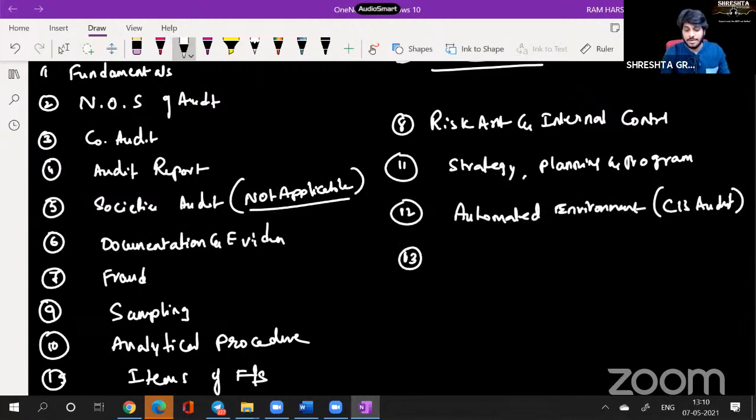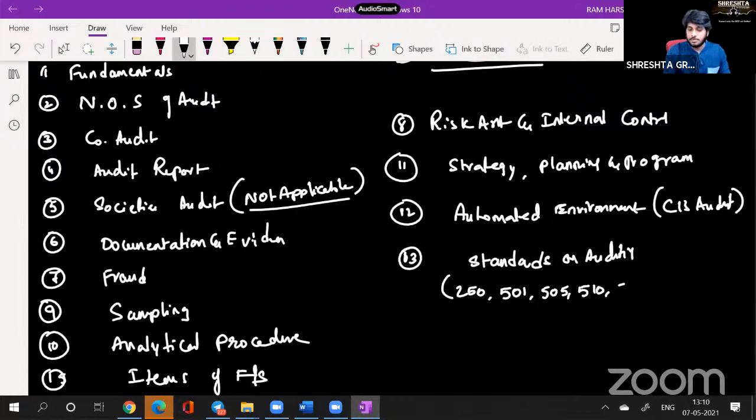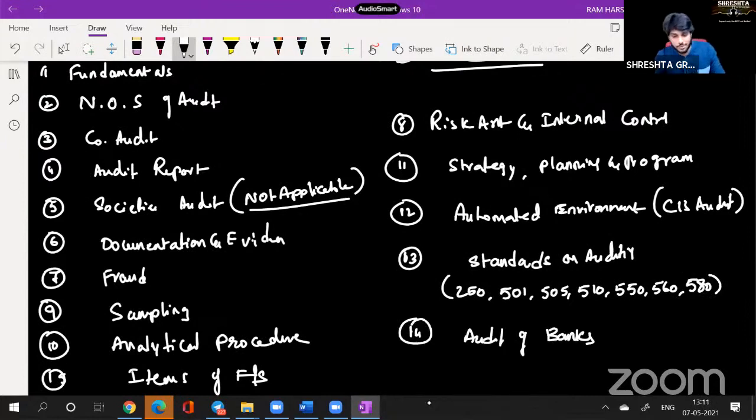13th one in our material, standards on auditing, where I'm explaining you clearly some 6 or 7 standards in this. Standards on auditing. I will also write the name. So 250, 501, 505, 510, 550, 560, 580. Only these standards. Remaining all other standards are covered in previous chapters. Then 14th one, audit of banks. So the syllabus can be divided into these 2 parts.